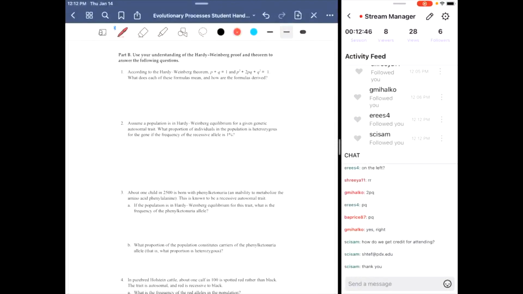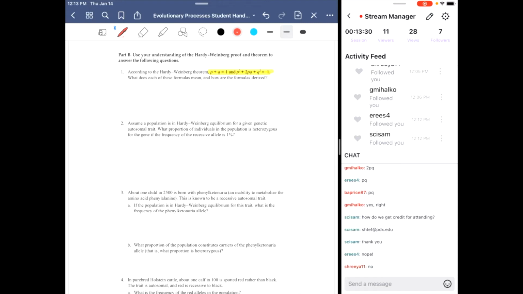Okay, so in the next part, we'll be applying the Hardy-Weinberg theorem that we just learned and go through some sample problems. So feel free to work it out as I'm going through it. Put questions in the chat. Okay, so the first question is, according to the Hardy-Weinberg theorem, P plus Q equals 1 and P squared plus 2PQ plus Q squared equals 1. So these are two very important relationships that I would commit to memory. So it's asking, what does each of these formulas mean and how are the formulas derived?